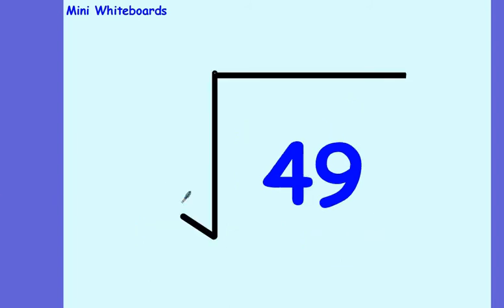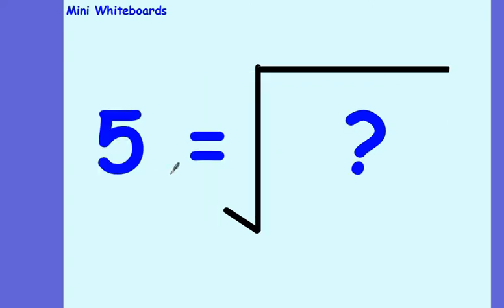What's the square root of 49? What times itself will give me 49? The square root of 49 is 7. 5 is the square root of what number? 5 is the square root of 25.